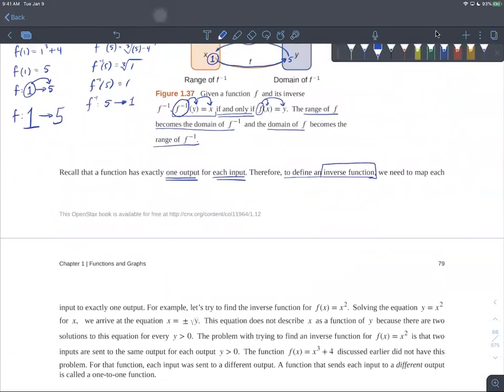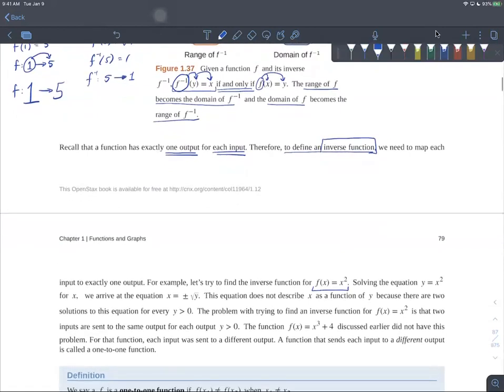We will also want it to be a function. So we need to map each of its inputs exactly to one output. For example, let's try to find the inverse function for f of x equals x squared. Solving the equation y equals x squared. So we take f of x equals x squared. We change it to y equals x squared. And we're going to try to solve this for x.